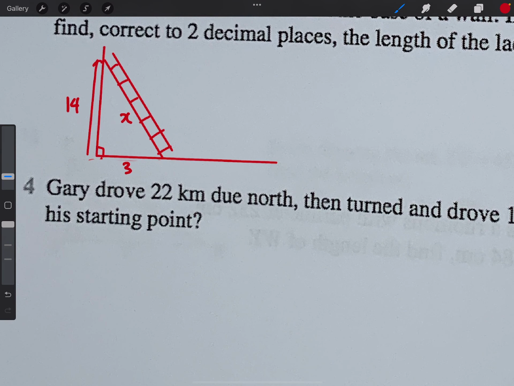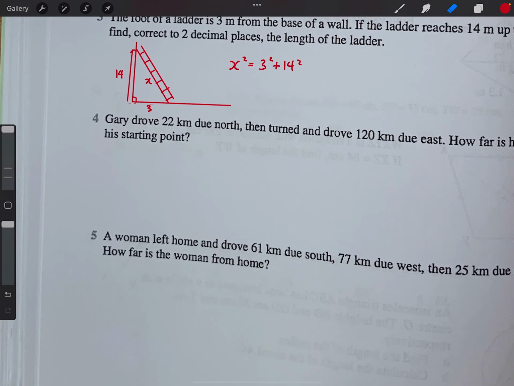Now you have the triangle. So x squared is equal to 3 squared plus 14 squared. So you can work out what that is. I'm not going to do this, you can do that. So find out what x is, correct to 2 decimal places.